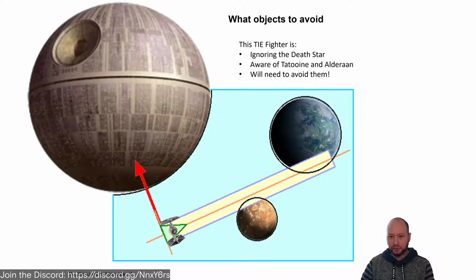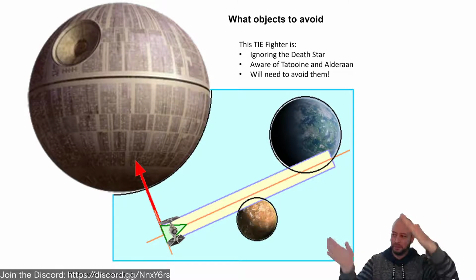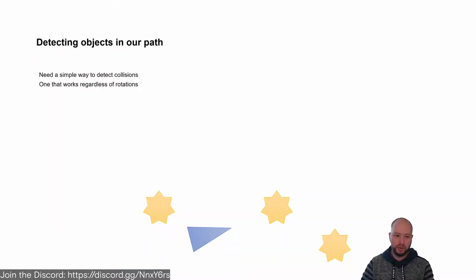Yeah, so in this case, again, we have the TIE fighter, and we can see we're going to be going in a particular direction. We need to avoid these planets that are clearly in our path, that are impeding our path. There's a really good likelihood of us hitting them, whereas there's no chance that we're going to hit the Death Star because it's to the left and outside of our path. So how do we detect objects in our path?